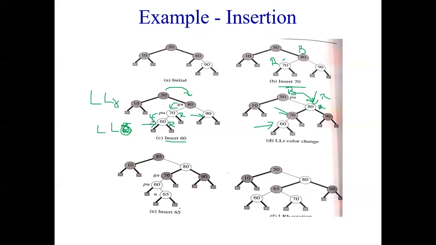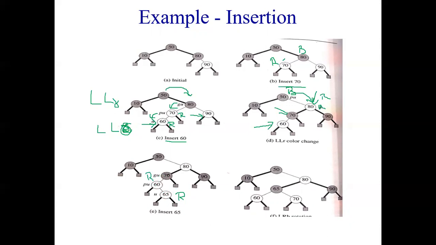Then next we are inserting the node 65. 65 is greater than 50, go right. Less than 80, go left. Less than 70, go left. Greater than 60, go right. It comes here. Again 65 is inserted as a red node. A new node should be inserted as a red node. Check its parent color. It is also red. So it is an imbalance.